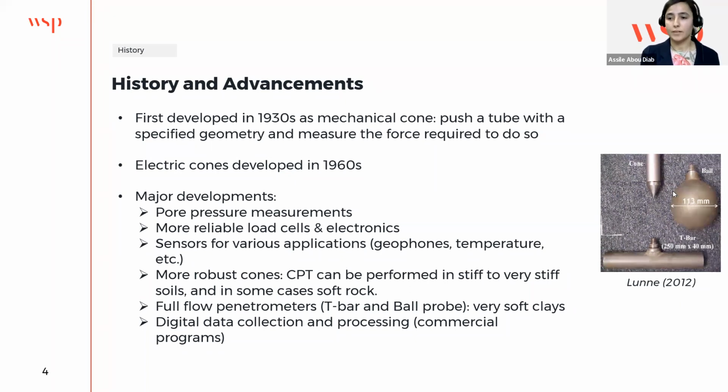So just for reference, for a ball CPT the area is around 100 centimeters square, compared to 10 centimeters square for the cone. So really much larger contact area and more accurate measurements. In addition, by using the ball and the T-bar, we can obtain the remolded shear strength of our tailings or very soft clays just by cycling the ball in and out many times and then conducting the measurements. In addition, the data is collected digitally and also processed using commercial software, so it is very easy to handle data.